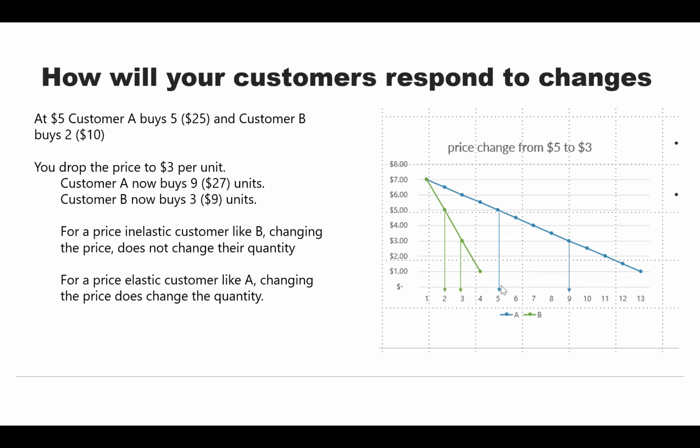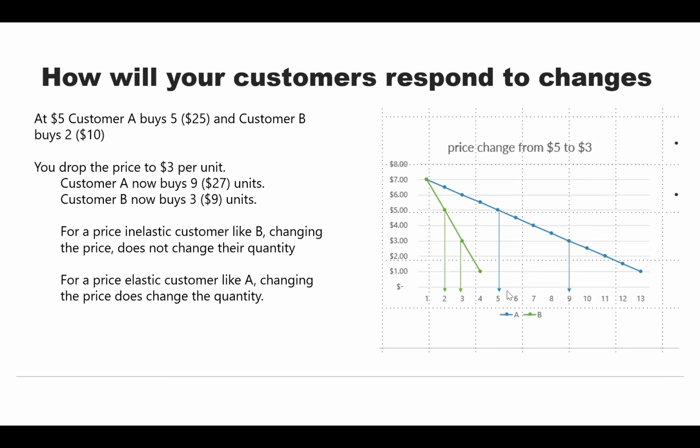So if I drop the price down to $3 a unit, customer A will now buy 9. So I'm actually earning more. I get $27 if I drop the price, because he will buy more. But customer B, if I drop the price down to $3, now buys 3. He doesn't really change how many he buys that much. So I only make $9.